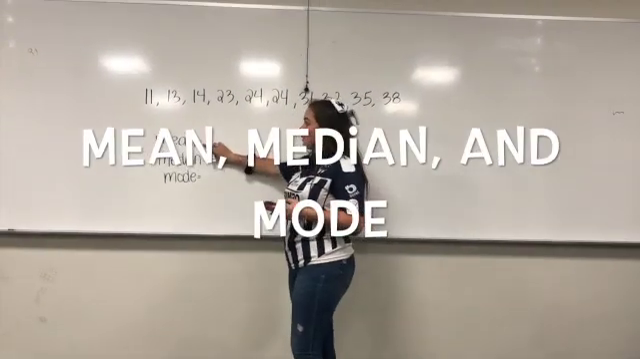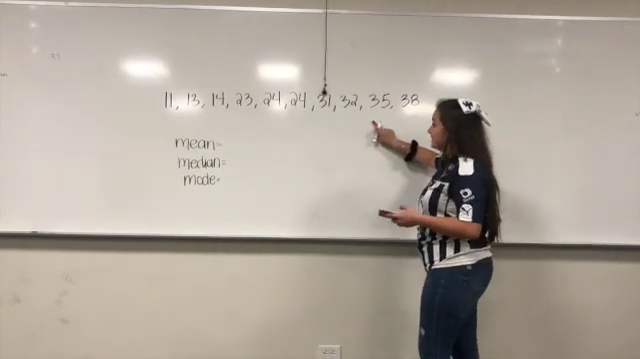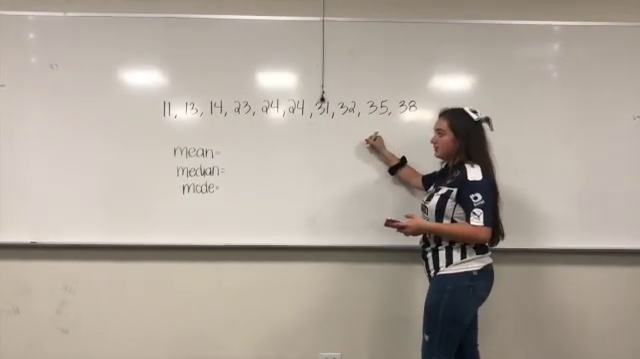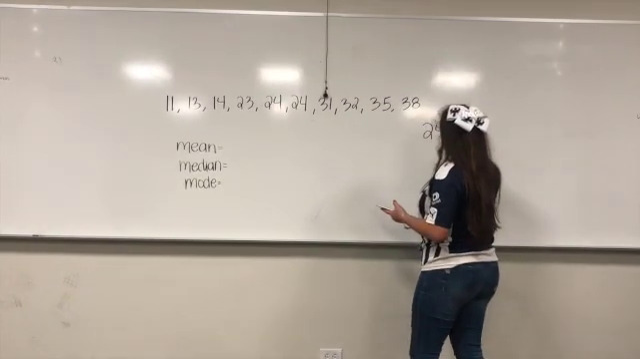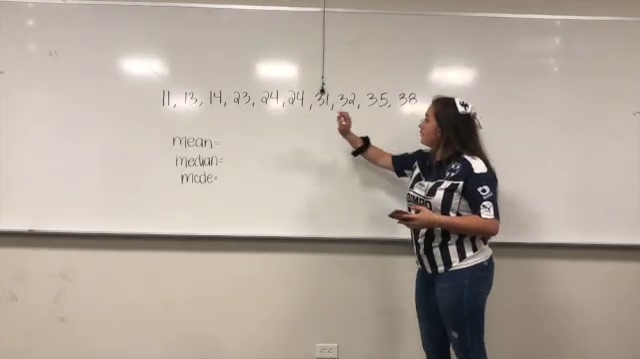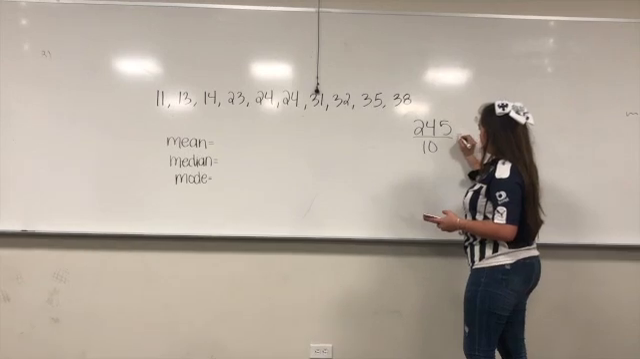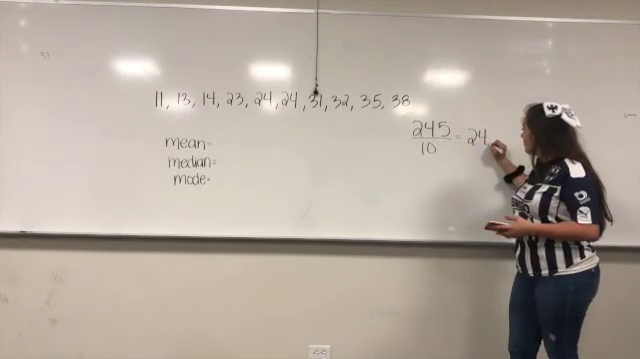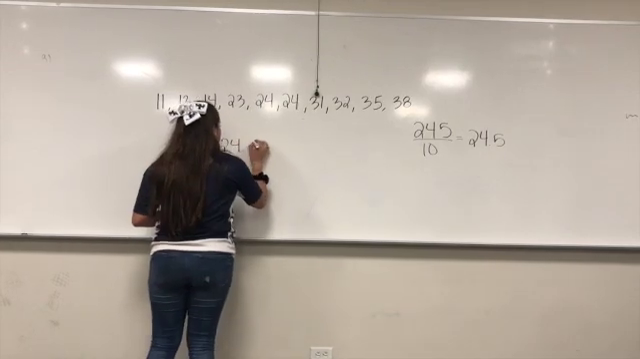To get a mean or an average, you have to add all the numbers and then divide by the number of numbers in the sequence. If we add all of these numbers, we get 245. And if we divide it by the count of numbers, that is 1, 2, 3, 4, 5, 6, 7, 8, 9, 10, what do we get? 24.5. So the mean is 24.5.